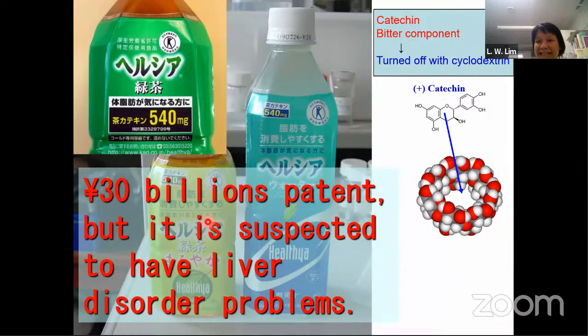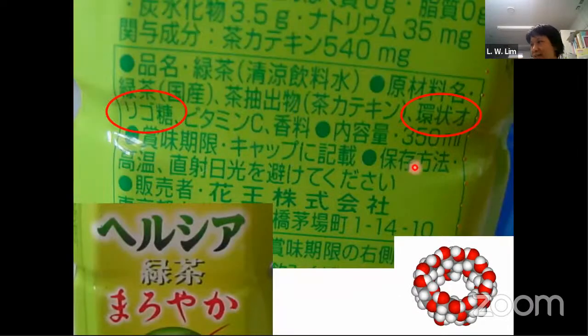But in our lab at the time, almost all of us drank this tea and it was so good to drink. When we look at the label here, which is in Japanese, of course they will not write cyclodextrin, because they don't want to give you the impression of chemicals. So they use another word: oligomer.